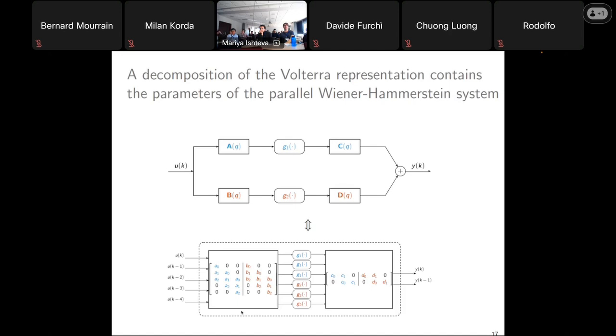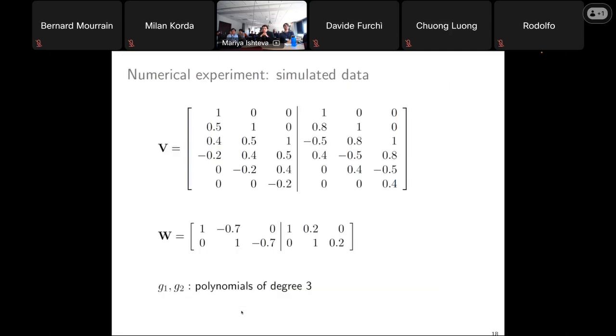And we have different options. We know that there is a structure, we would like to impose it, but imposing it comes with a lot of time and effort. So we decided just to try and see what happens. So here is an example that we made. It's simulated data. So this is the V matrix, the W matrix, and then we took some polynomials.